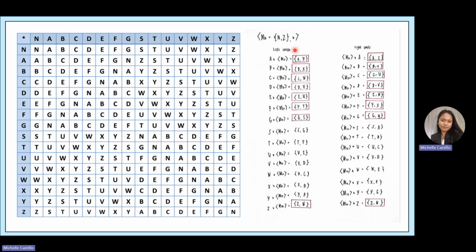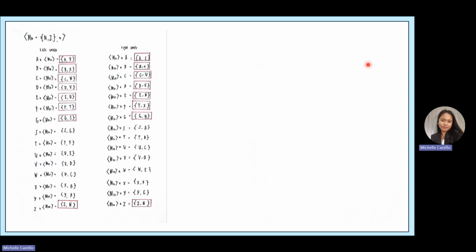Then for its right coset, we have N star A is equal to A, then Z star A is equal to S. That's why M sub 10 star A is equal to A and S. So when we continue this process, we will get the left and right cosets.